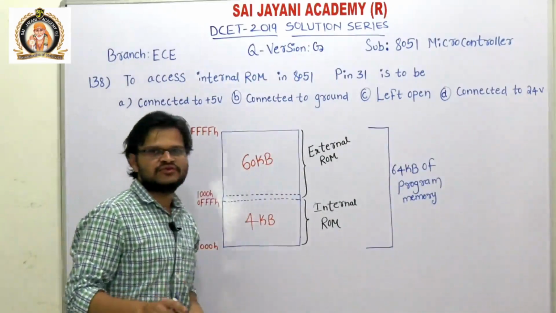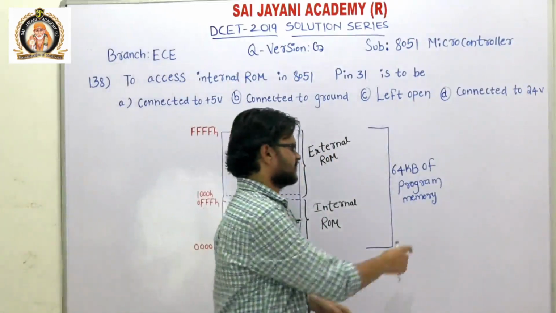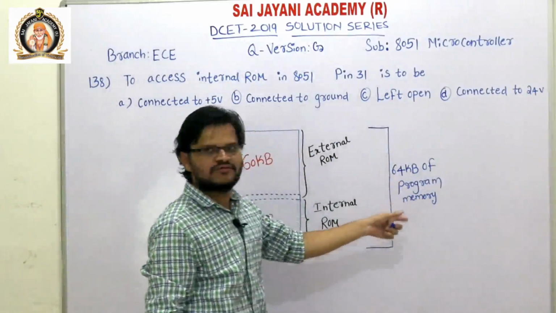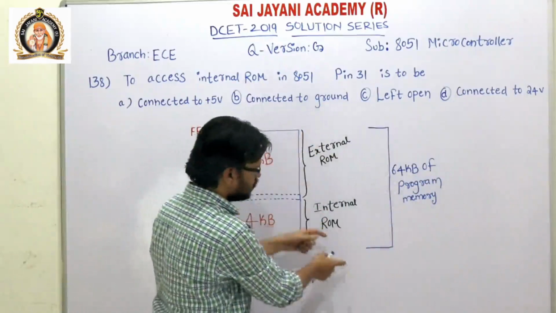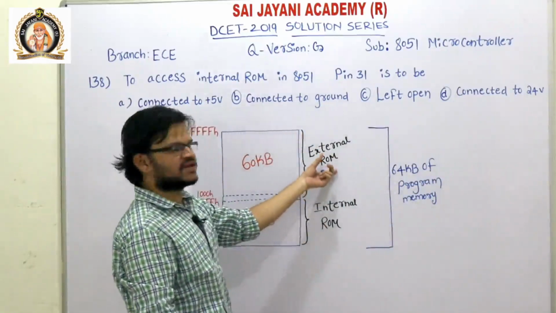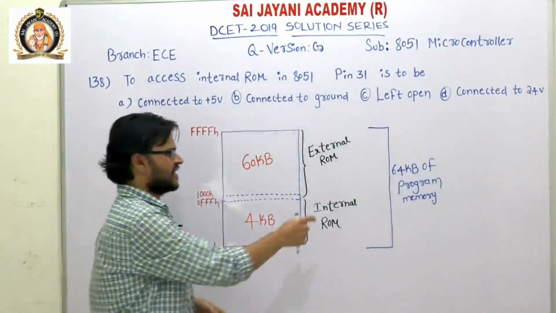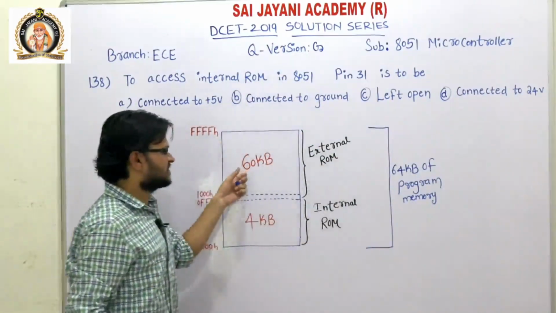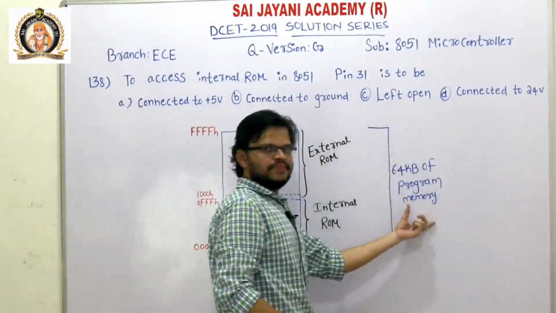In 8051 there is 64 kilobyte of program memory, and this program memory is further classified into internal ROM and external ROM. The internal ROM is 4 kilobyte and the external ROM is 60 kilobyte. So there will be 64 kilobyte of program memory.